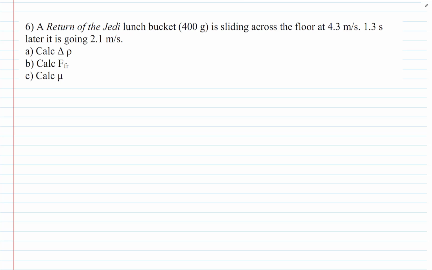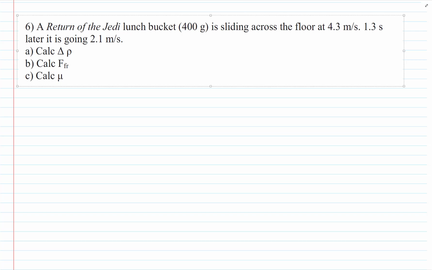A return of the Jedi lunch bucket is sliding across the floor at 4.3 meters per second, and it has a mass of 400 grams. 1.3 seconds later, it is going at 2.1 meters per second. It started slowing down. Calculate the change in momentum, calculate the force of friction, and calculate mu.